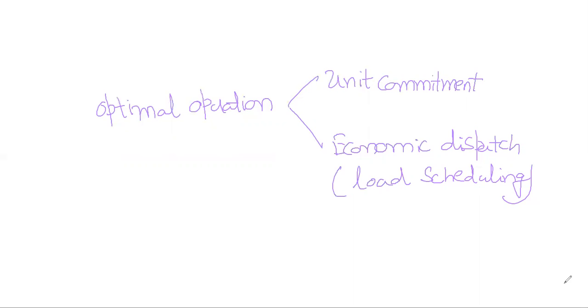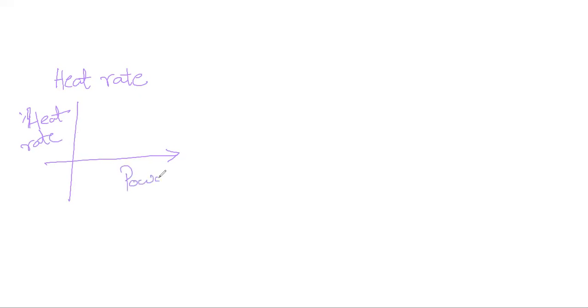Before going into the economic dispatch problem, it is necessary to discuss certain important characteristics of the thermal plant. One important characteristic is the heat rate characteristic. This heat rate characteristic is a plot of heat rate versus power output.